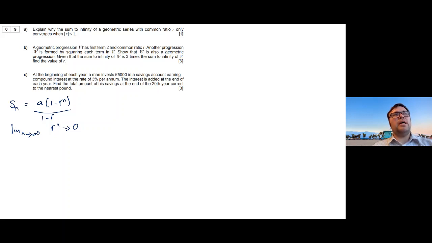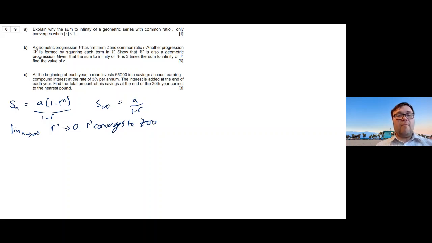If you think of a half squared is a quarter, a half to the power of 4 is 1/16, and so on and so forth. So it's making it smaller and smaller and smaller. So then r to the n converges to 0. And as it converges to 0, you would expand the top. So S for n sum to infinity is going to be a over 1 minus r. So the r to the n is gone, expand the brackets, we get that.